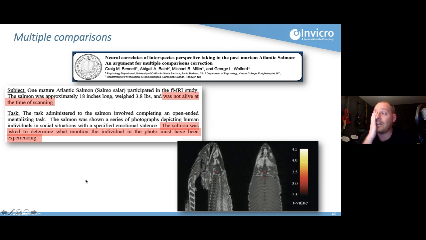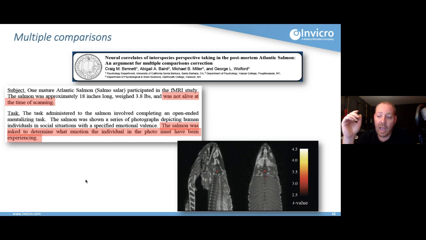Now, this study has got a lot of publicity over the years because it's a funny thing, right? How could a dead salmon's brain be responding to pictures of human faces? It doesn't make any sense, right? The point of this study is about multiple comparisons correction and why it's so essential.